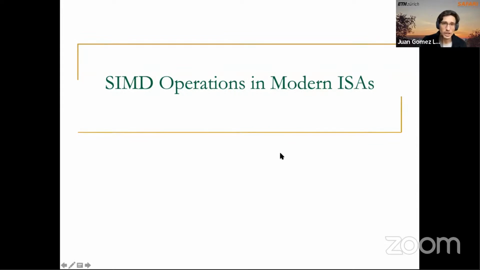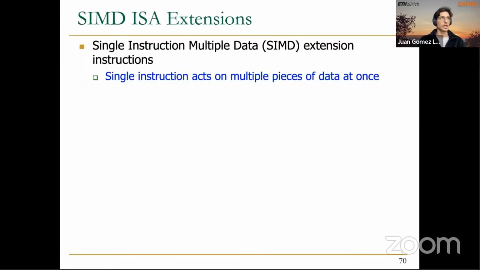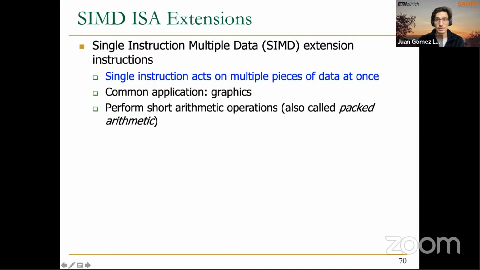Okay, as I was saying, we are going to present what are SIMD operations in modern ISAs, or I'm going to give you one example, which are the MMX instructions that were incorporated to Pentium processors, x86 architecture, back in the 90s. So the idea of SIMD, as you know, is having a single instruction operating on multiple pieces of data at once. And there are some applications that can benefit a lot from this, like graphics and multimedia applications. And actually, these were the main motivations for SIMD extensions when they were proposed for the first time.